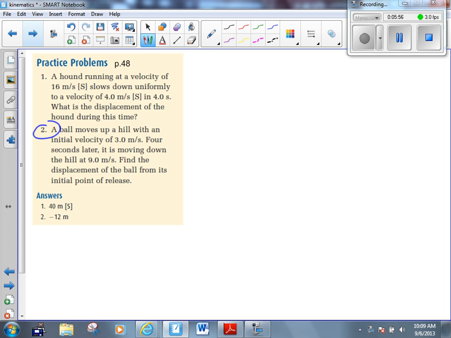It says a ball moves up a hill with an initial velocity of 3 meters per second. That's going to be VI, right? Let's write down VI is 3.0 meters per second. 4 seconds later, that's going to be our time. 4 seconds later, it's moving down the hill at 9 meters per second. What is this 9 meters per second thing? If VI is 3, T is 4, what's 9?